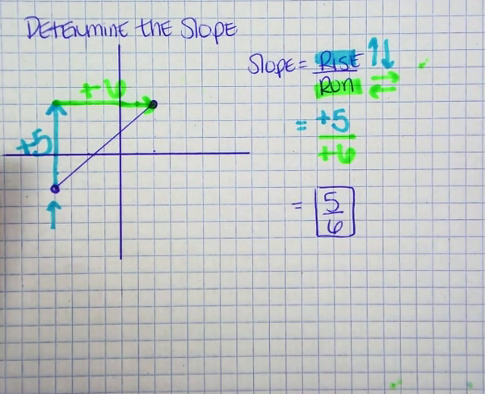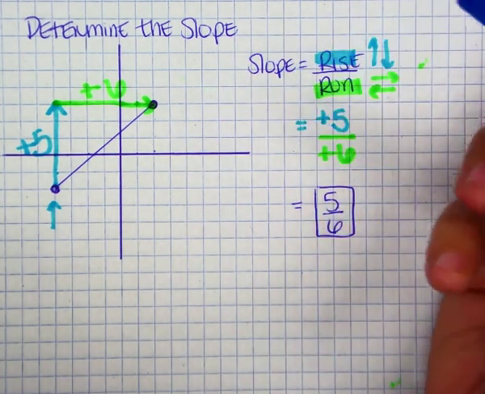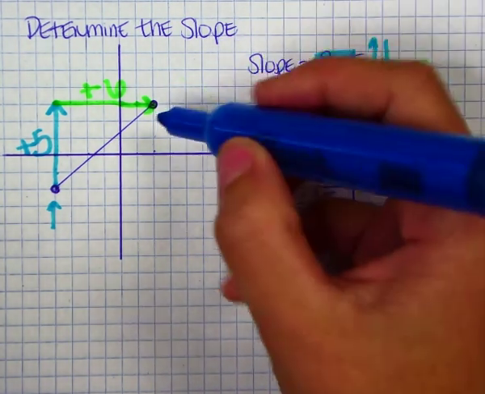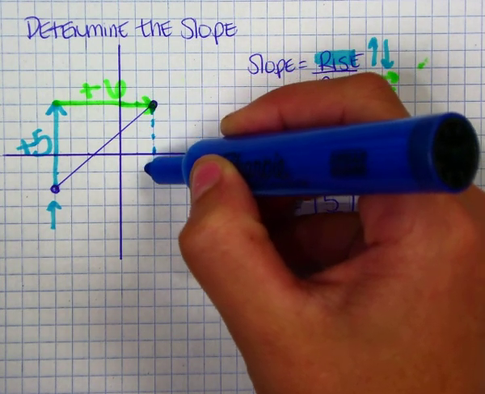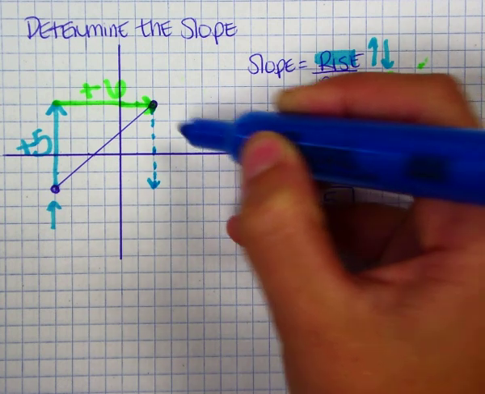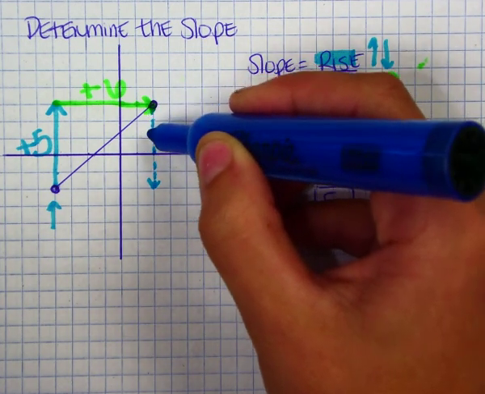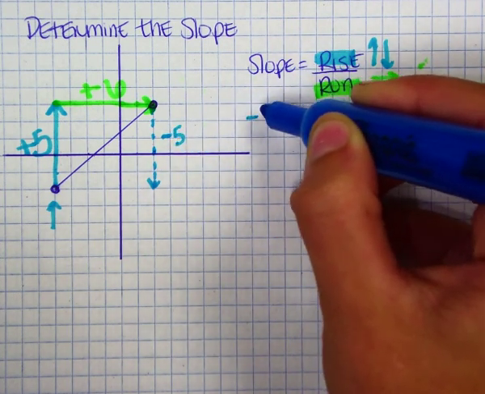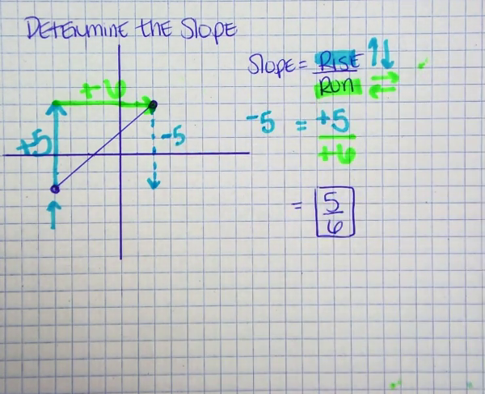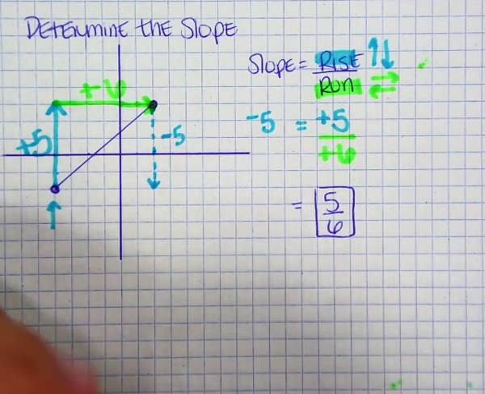Now, some of you might say, what if I start at the other point? Let me just quickly show you that. If you start here, you're rising in a negative direction first. So this is going to be a negative 1, 2, 3, 4, 5 units. It'll still be 5 units, it's just a negative direction instead.